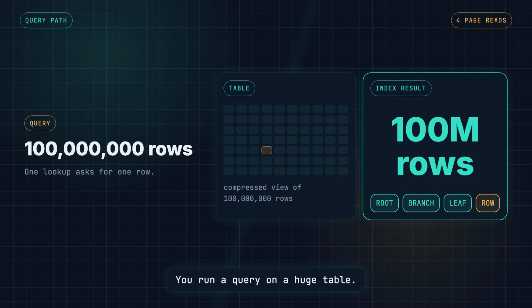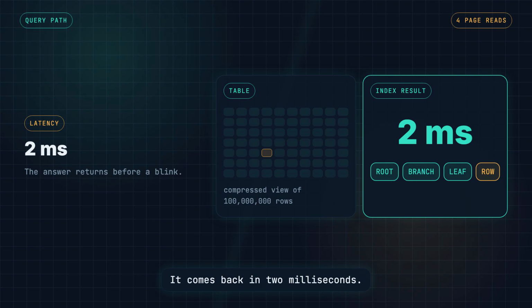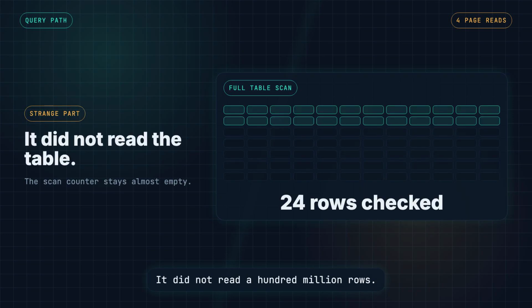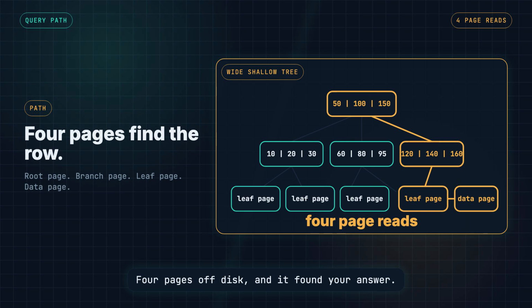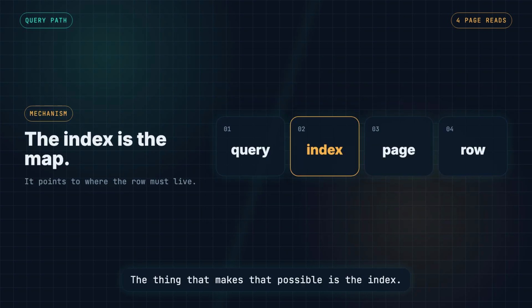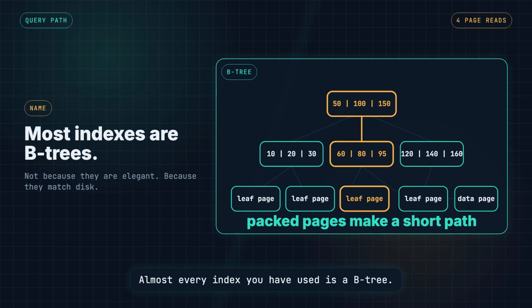You run a query on a table with 100 million rows. It comes back in 2 milliseconds. Here's the strange part. It did not read 100 million rows. It read about 4 pages off the disk, and it found your answer. The thing that makes that possible is the index, and almost every index you've used is a B tree.